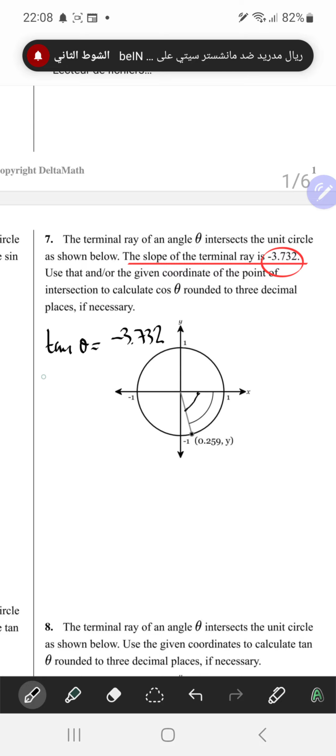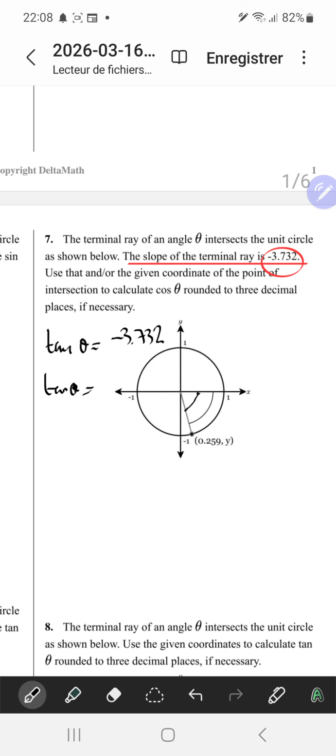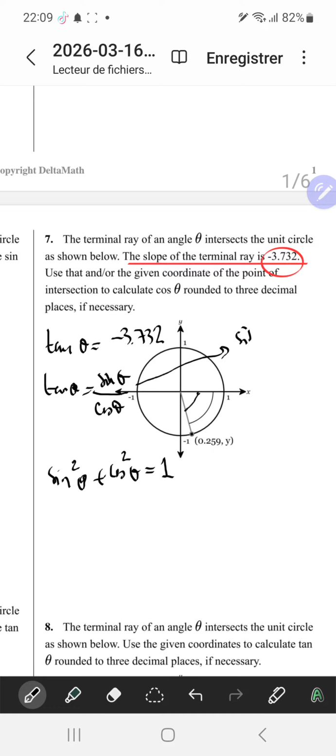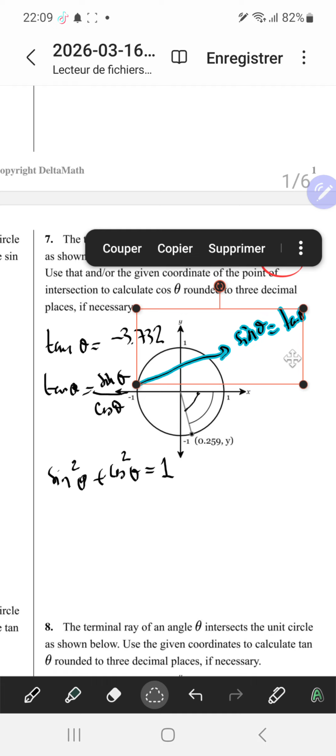Okay, and we know that tangent is also what? Is sinus theta over cosinus theta. And we know that sin square of theta plus cos square of theta equal to 1. This is a very important formula. So, if we come back, this means that the sinus of theta is equal to tangent theta times cosinus theta.